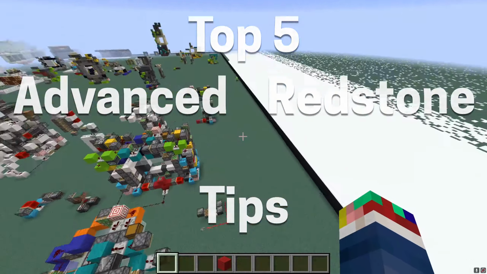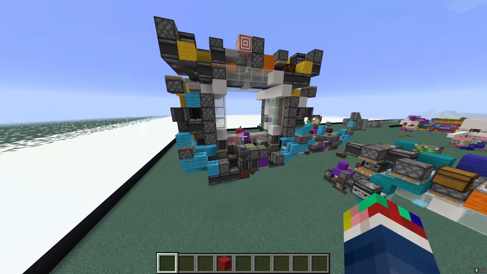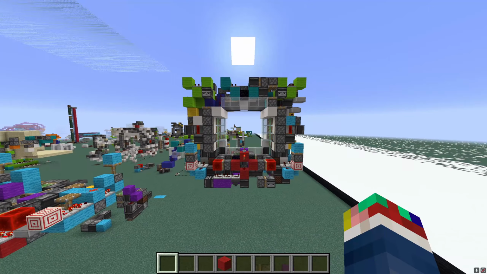and if you want to step into advanced redstone topics, especially like this, then those tips will definitely get you there.